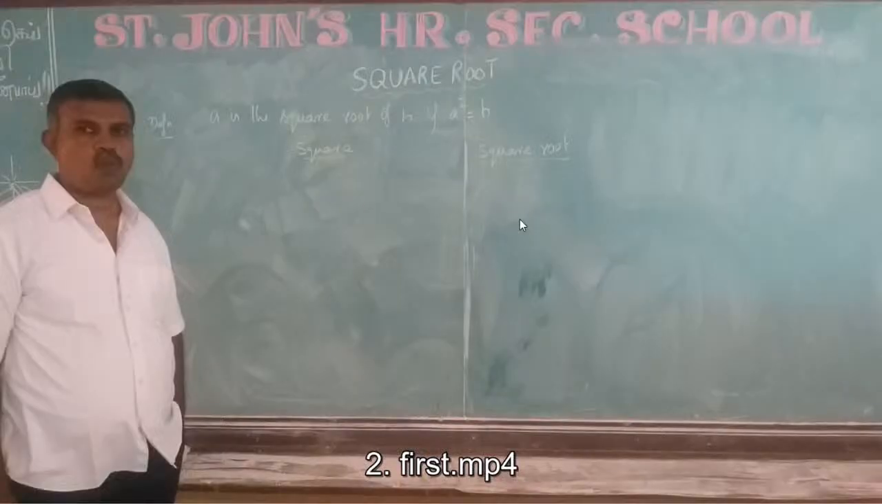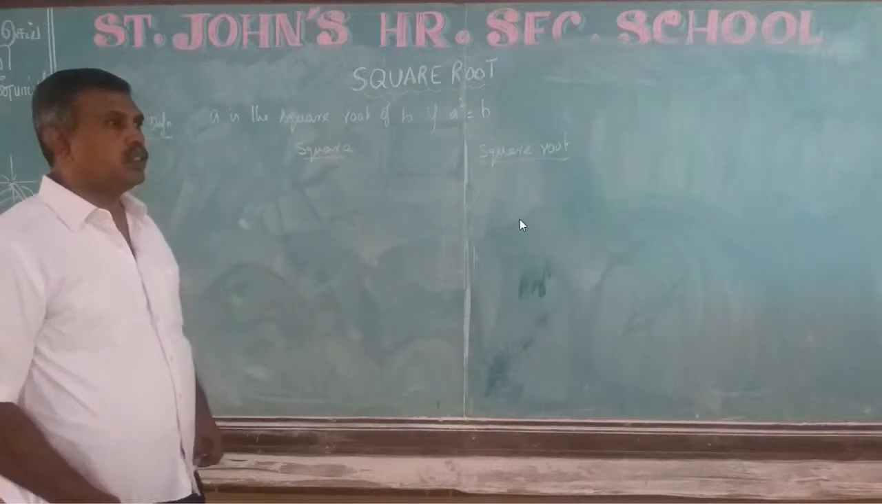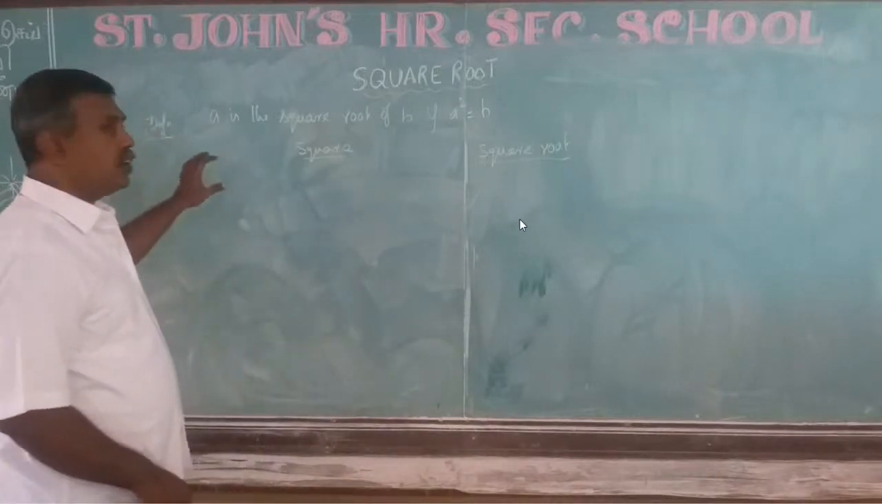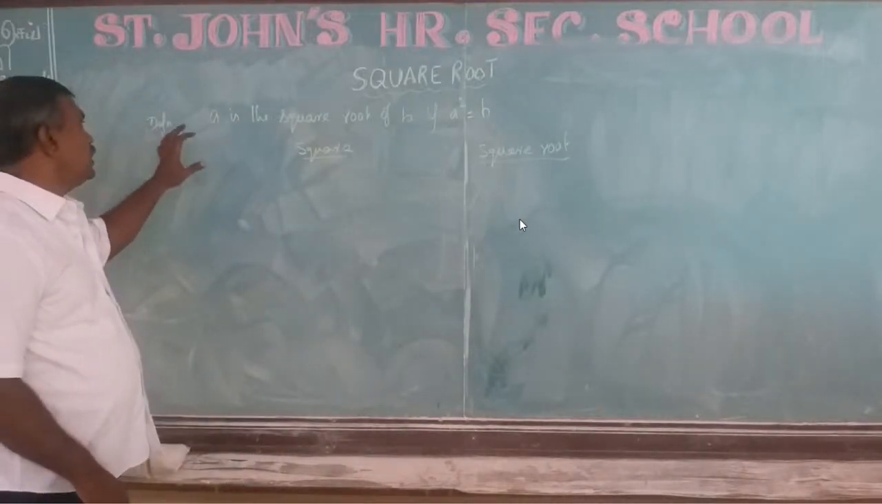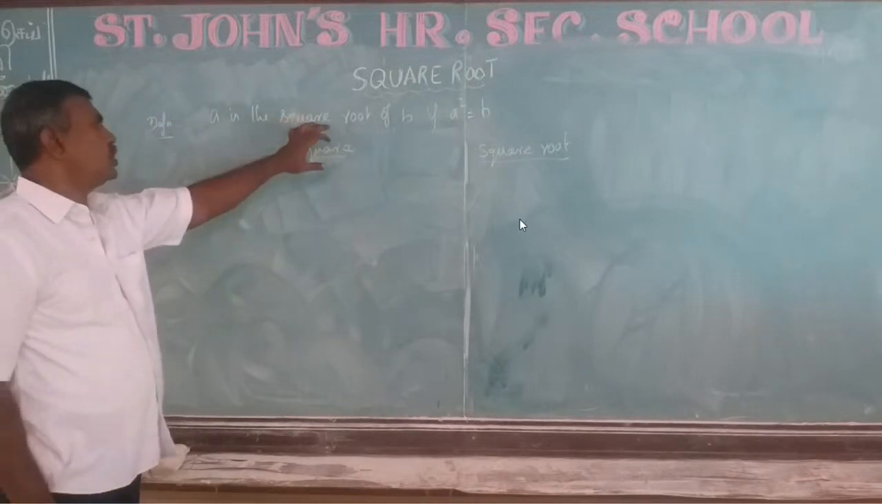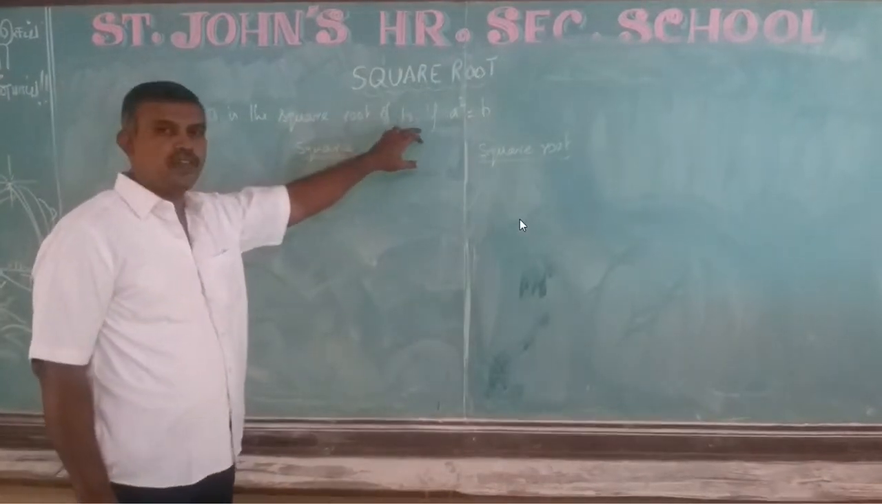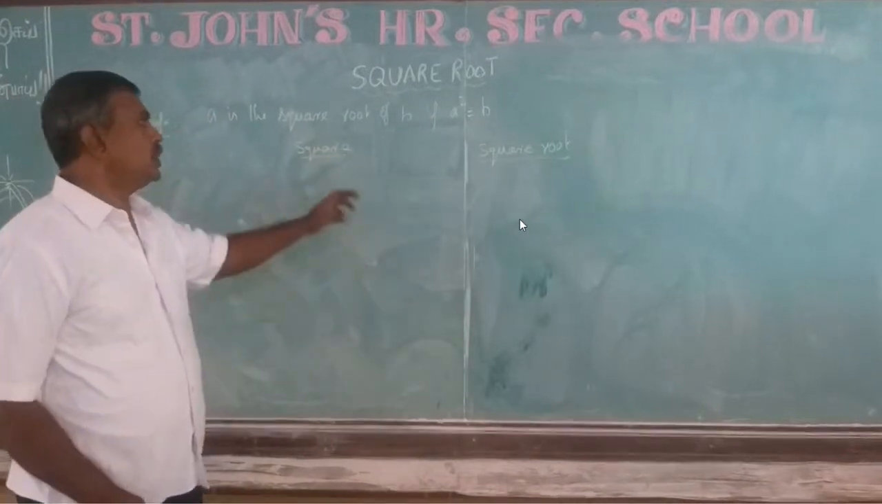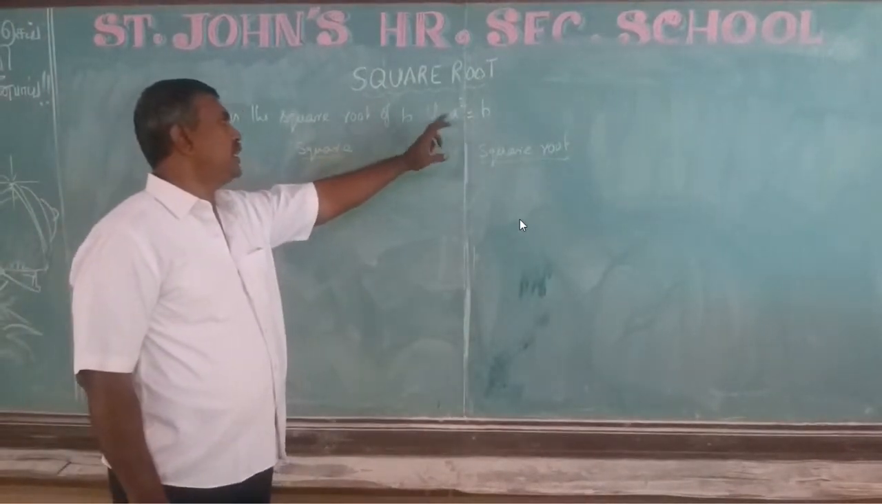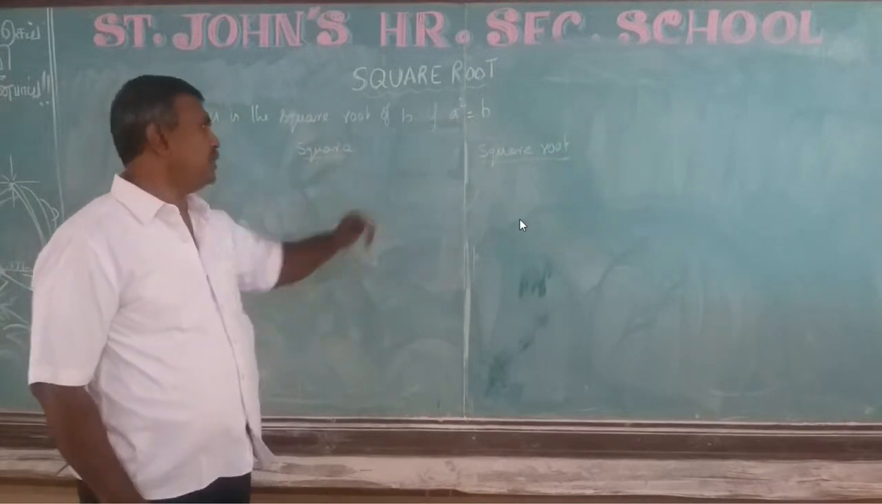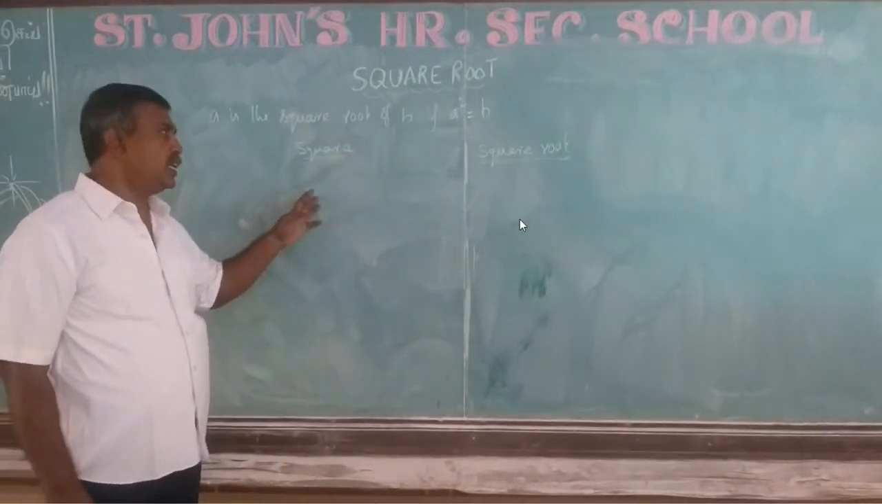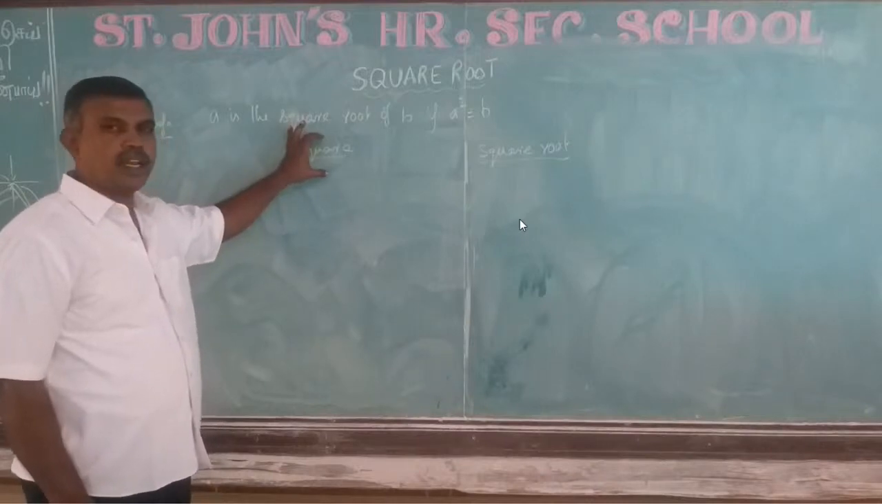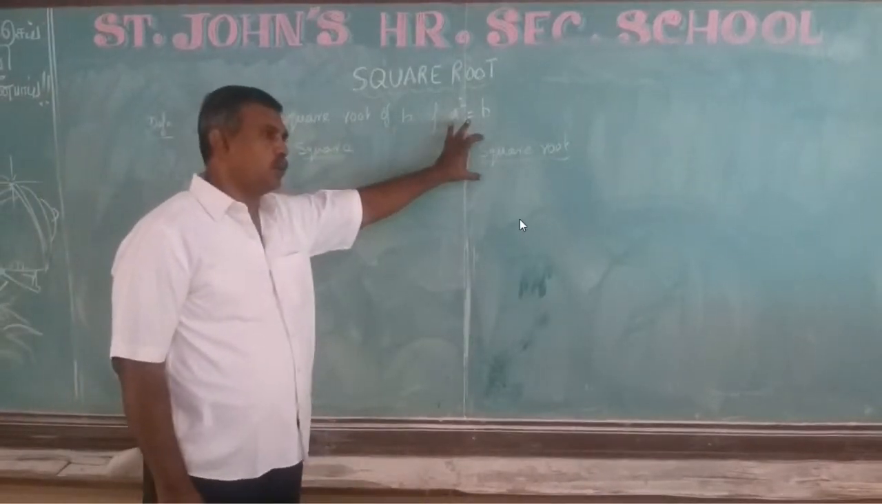Good morning, students. Today we are going to see the topic square root. The definition of square root: A is the square root of B if A squared is equal to B. A squared is equal to B means A is the square root of B. Before that, we see what is square and what is square root.